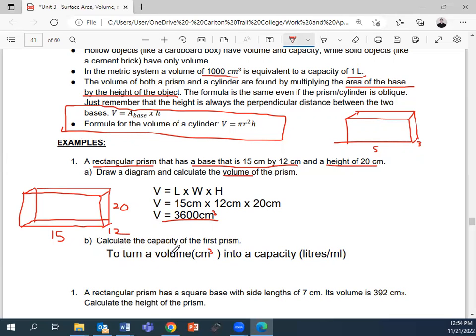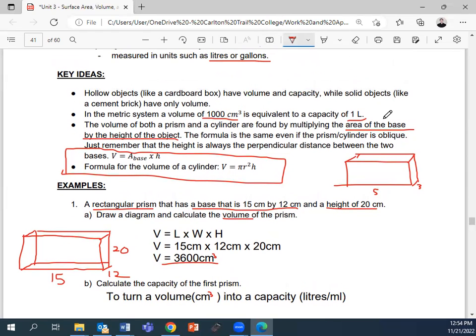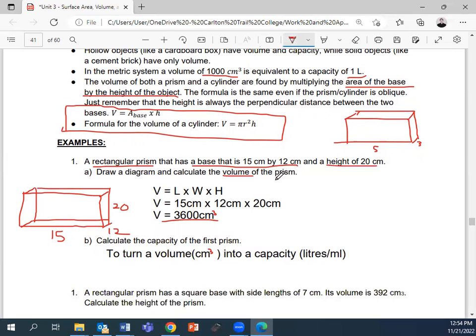So to turn volume into capacity, I'm going to figure out the base units I'm using. In this case, you're pretty much always going to use centimeters and liters. So I'm just going to divide it. If I know that 1 liter is the same thing as 1,000 cubic centimeters, then first off, we can just look at this and we know that 3.6 liters is the same thing as 3,600 cubic centimeters, right?